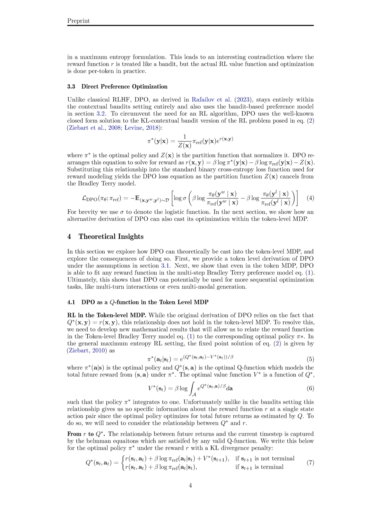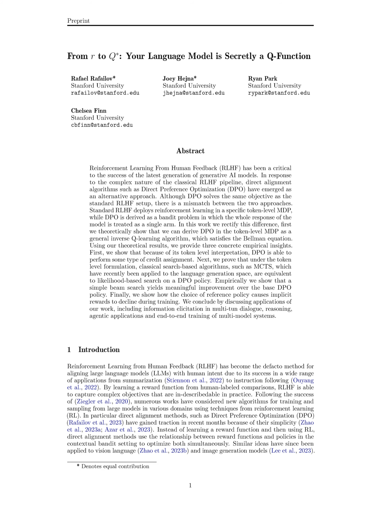On the other hand, DPO stays entirely within the contextual bandit setting and uses a bandit-based preference model for optimization. DPO does not require an RL algorithm and uses a closed-form solution to the KL contextual bandit version of the RL problem. DPO optimizes the reward function directly using a loss equation derived from the preference model, which allows it to optimize both the reward and policy simultaneously.